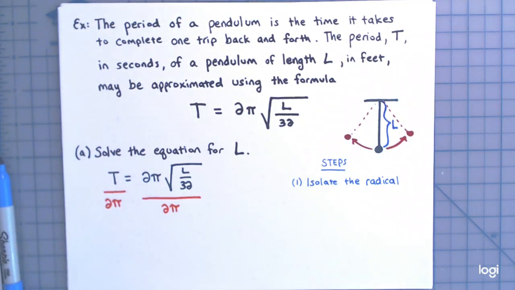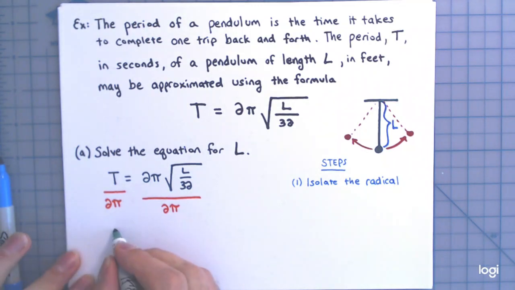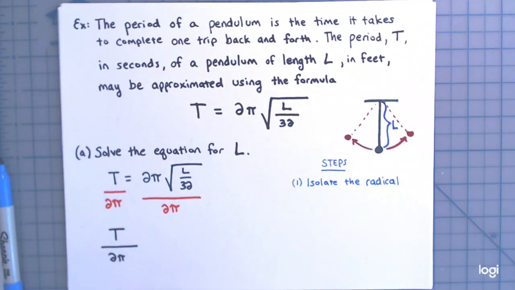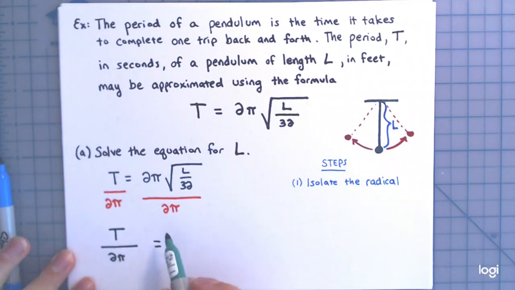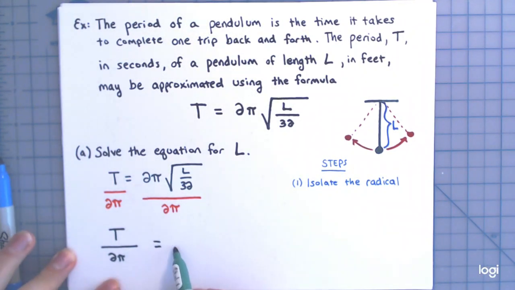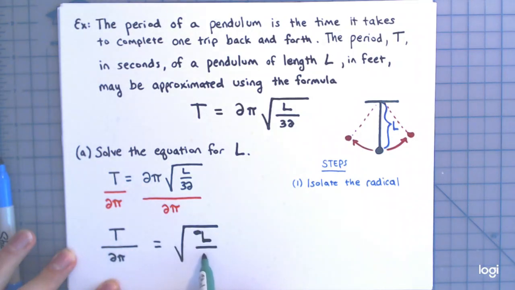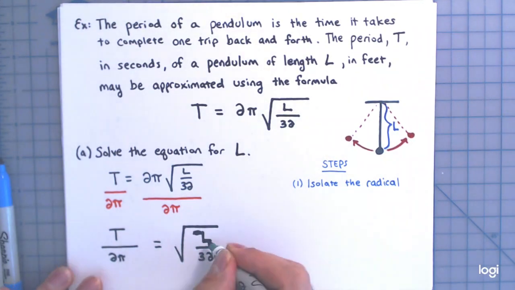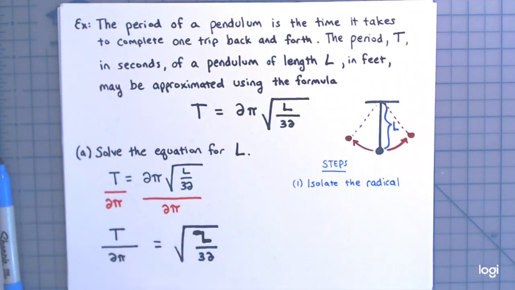Now the left side has the period T divided by 2 times pi equals, and the 2 and the pi are common factors that cancel over here, so now I have just the square root alone. The square root of L in the numerator divided by 32. Ignore this blob here, this is L in the numerator. I apologize, it looks like a Z now.